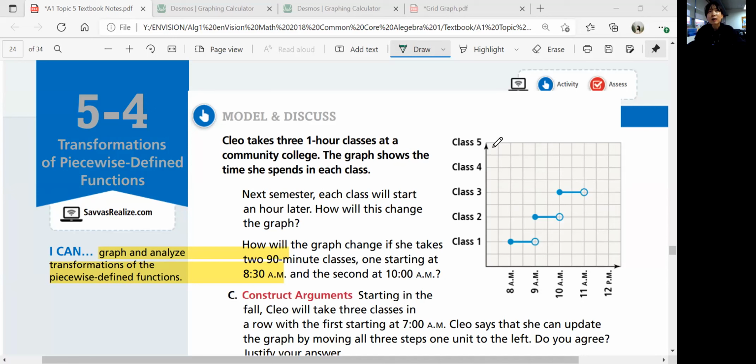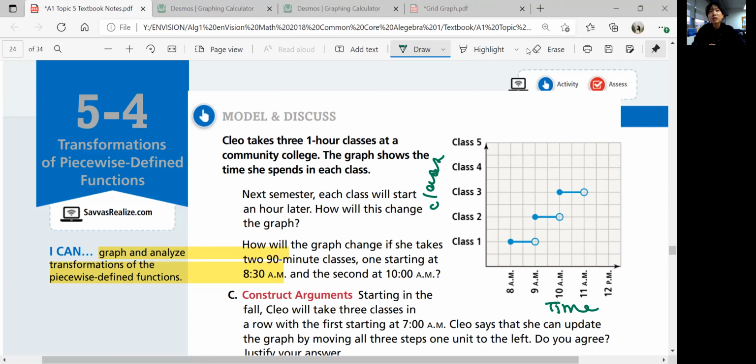Cleo takes 3 one-hour classes at a community college. The graph shows the time she spends in each class. Next semester, each class will start an hour later. How will this change the graph? So look at the graph. She has the first class from 8 a.m. to 9 a.m., the second class from 9 to 10 a.m., and the third class from 10 to 11 a.m. So the x-axis represents the time for the class, and the y-axis represents the different classes, right?